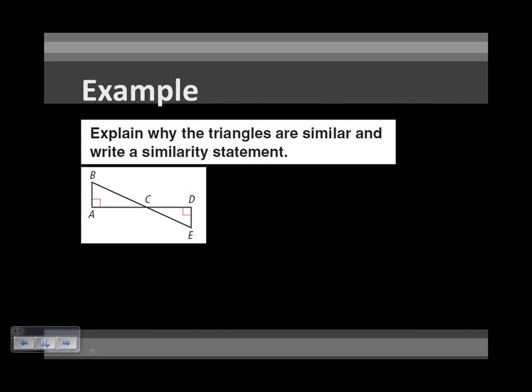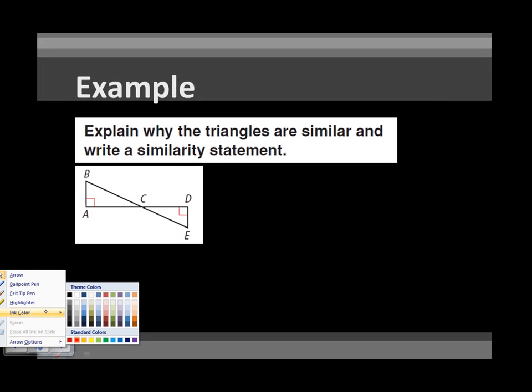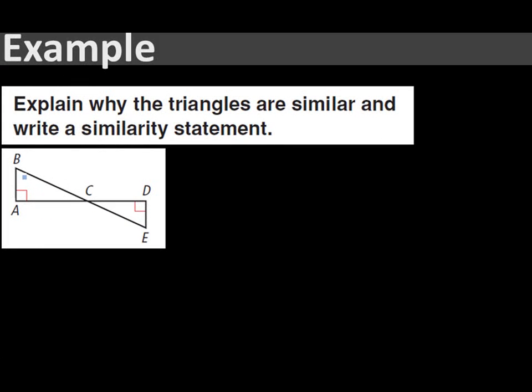So if we look at these two triangles here, we want to be able to show or explain why they are similar. We have triangle BAC and triangle EDC, and we want to explain why they are similar. Well, the first thing we can say is that angle A is congruent to angle D because we have the right angle congruence theorem that says that all right angles are congruent.